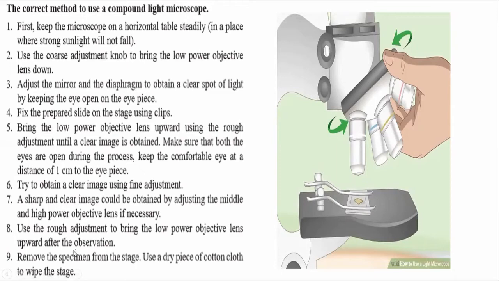The reason is, when you are going to remove your specimen from the stage, if your objective lens is down or really close to the specimen, it might contact the objective lens. All right, that is, the objective lens and the specimen might touch each other if the objective lens is close to the stage. That is why we use the rough adjustment to first move the objective lens upward, and then you have to remove your specimen from the stage, and you use a dry piece of cotton cloth to wipe the stage. All right. So that is the correct method to use a compound light microscope.